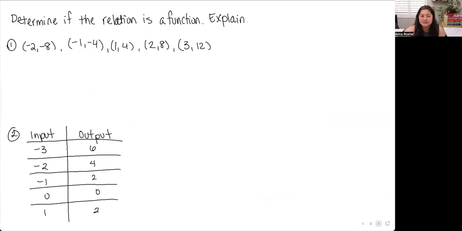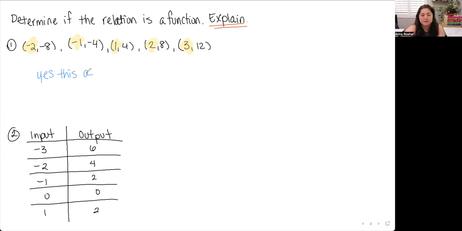Okay, let's continue. Now they ask us again, determine if this relation is a function, and it does say to explain. So my thought process is they do want at least a sentence or so that explains why you think, yes, it is a function, or why you think, no, it's not a function. Again, we're going to look at these particular x values. So I have -2, -1, 1, 2, and 3. Well, if my x values don't repeat, then 100% this is a function. So yes, this is a function.